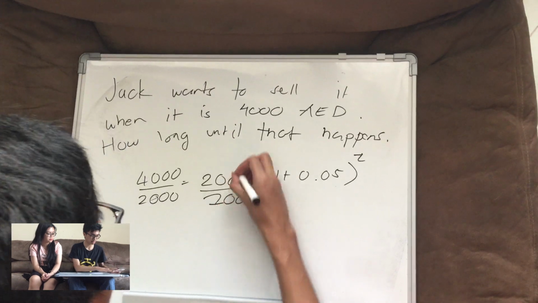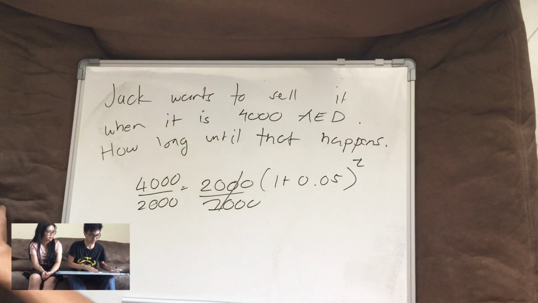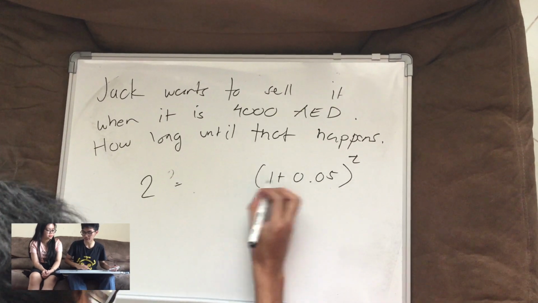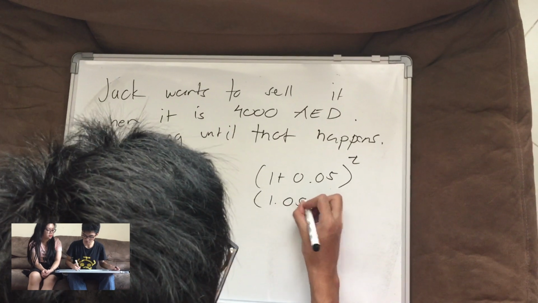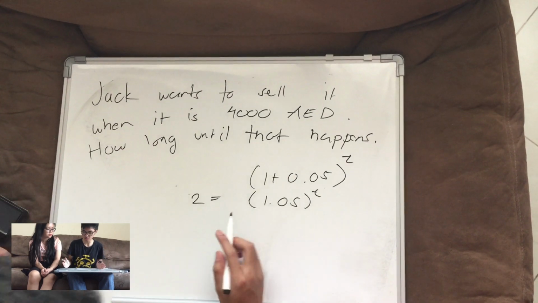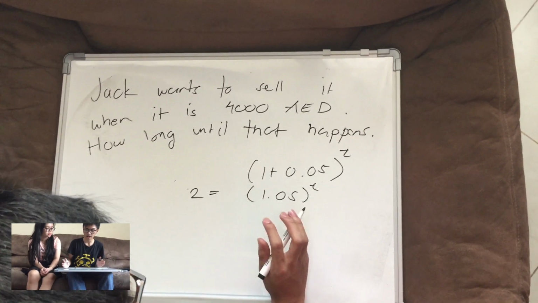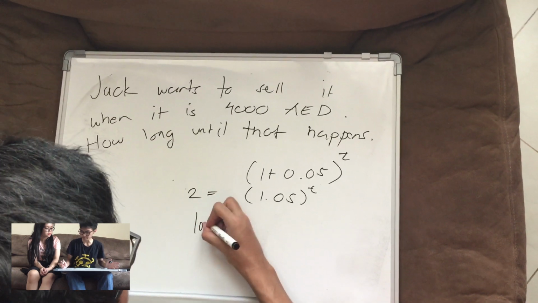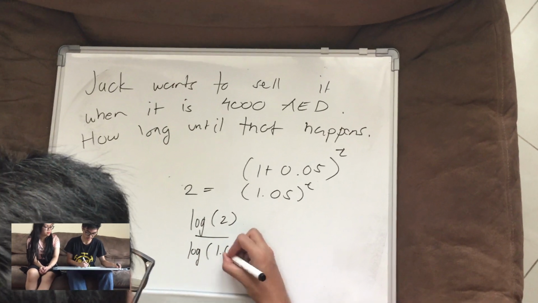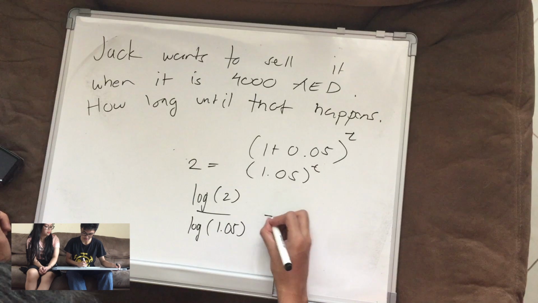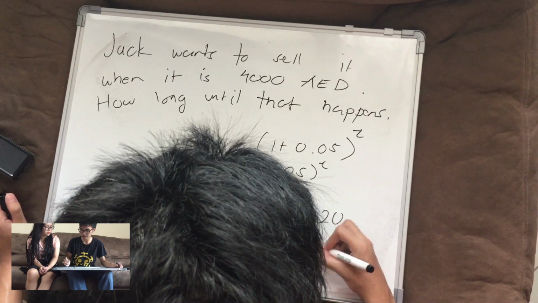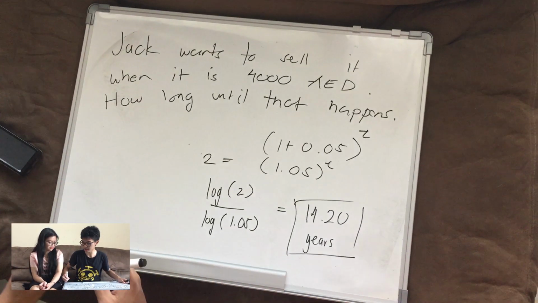So now, 4,000 divided by 2,000 would make it 2. So now we have 2 equals (1 plus 0.05) raised to t. Now we're going to do the brackets, which is 1.05 raised to t. And now we have this thing here, 2 equals 1.05 raised to t. So with logarithms applied, you would know that 1.05 raised to t would be equal to 2. What we're going to do here is skip over and do log 2 divided by log of 1.05. And that will leave us with 14.20 years.